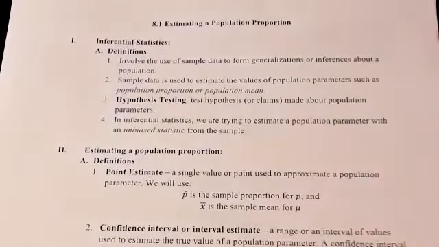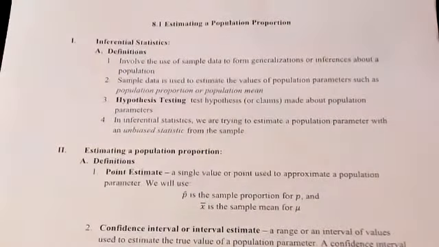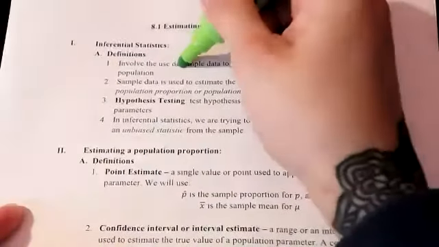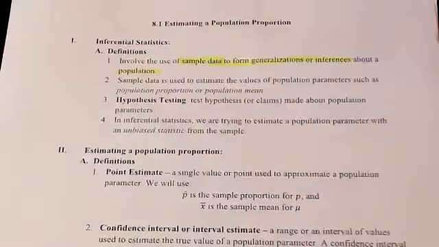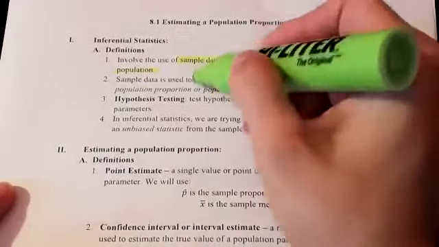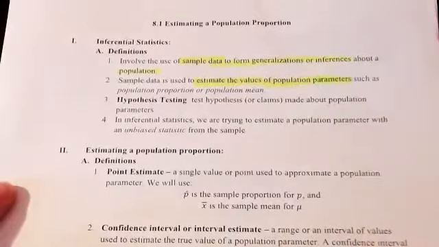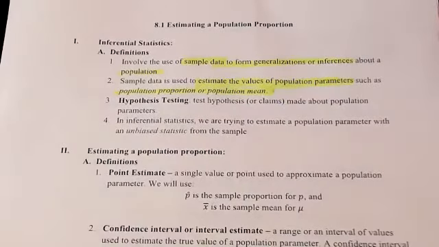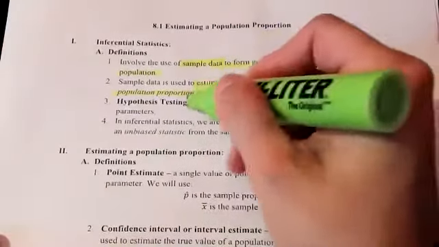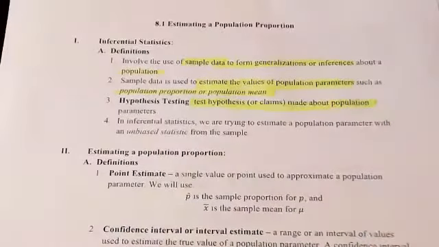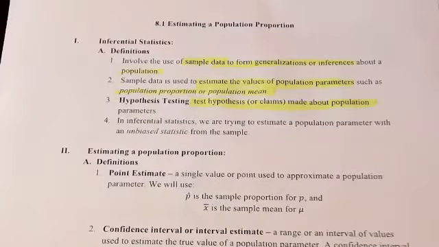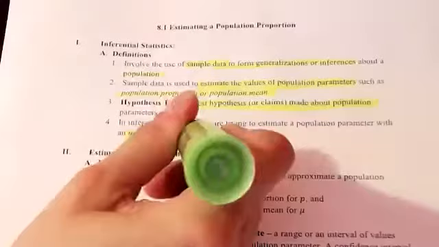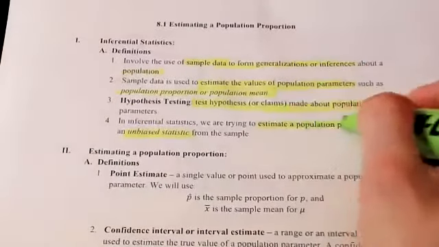Number 1 involves the use of sample data to form generalizations or inferences about a population. 2, sample data is used to estimate the values of population parameters such as population proportion or population mean. 3, hypothesis testing, test hypotheses or claims made about population parameters. And 4, in inferential statistics, we are trying to estimate a population parameter with an unbiased statistic from the sample. Thank you so much.